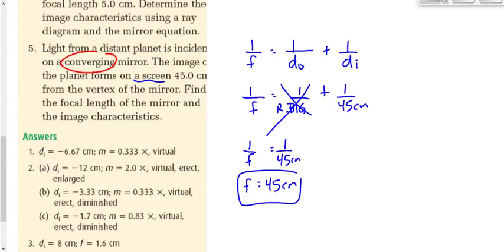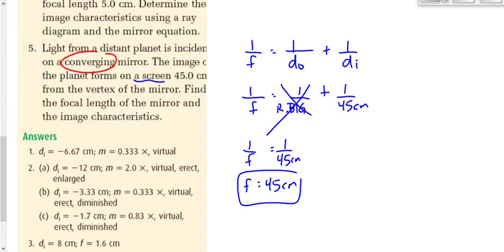So we can do this mathematically like we just did, or we can just think, okay, looking at something really, really far off, the rays will converge at the focal point, and therefore, just like we did finding the focal point in our activity on Monday, the image will be formed at the focal point. The focal length will be 45 centimeters. Okay? Now, what about the image characteristics?